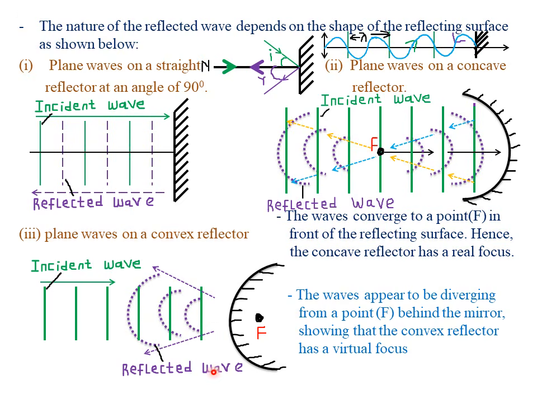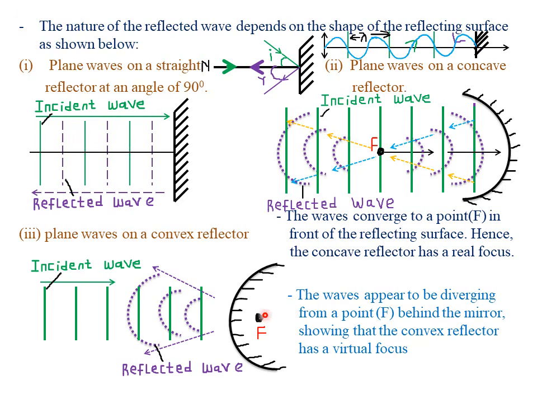So these are our reflected waves, which are taking the shape of the reflecting surface. Then you can see they are reflected in such a way that they appear to be emanating from a point behind the mirror, which is our focal point. So remember also under reflection at curved surfaces, we did say that convex reflectors or convex mirrors or diverging mirrors will always have their principal focus behind the mirror. So the waves appear to be diverging from a point F behind the mirror. So this simply shows that the convex reflectors have a virtual focus.